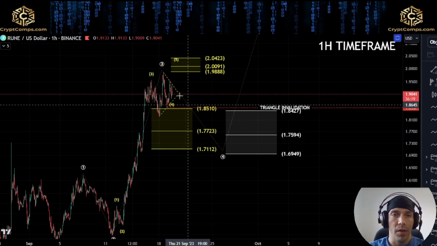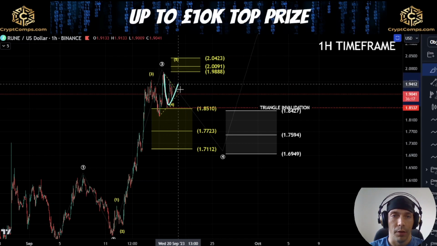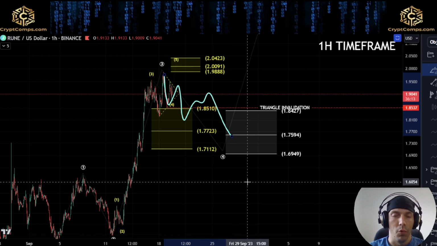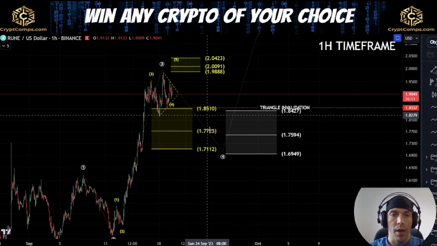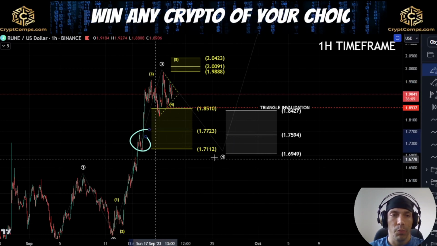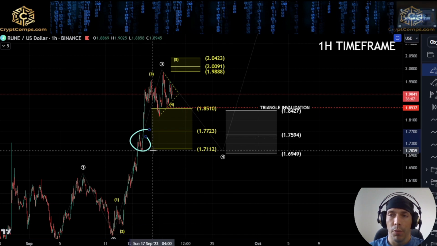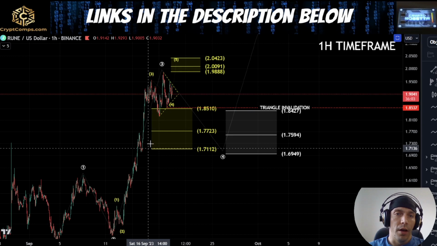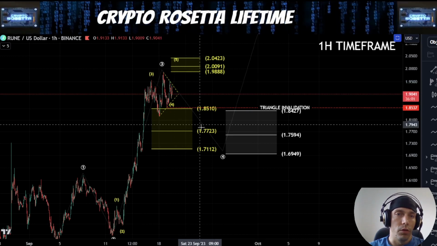level, and what we'd be saying then is that potentially we're going to see something like this as an ABC, and then I'd be anticipating another move up and then a move to the downside, looking for a reaction back down, possibly towards this previous 4th wave over here, which would be at this $1.70 level. So I'm going to be keeping an eye on that zone if we do look to actually continue down.